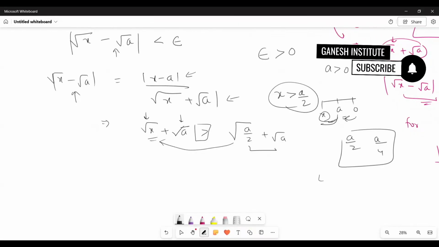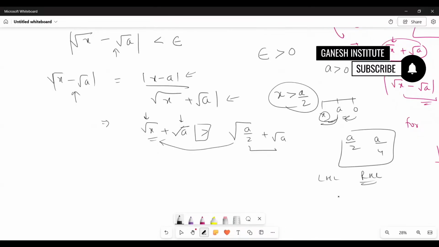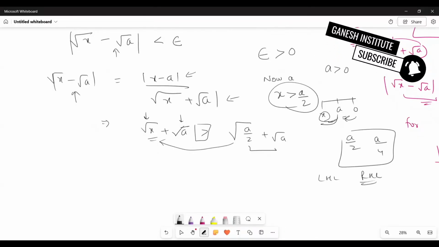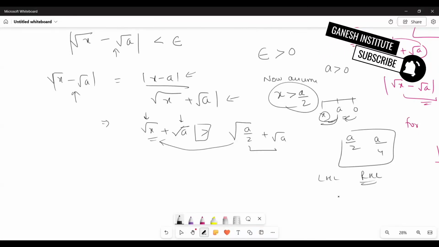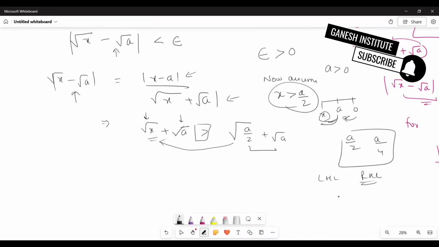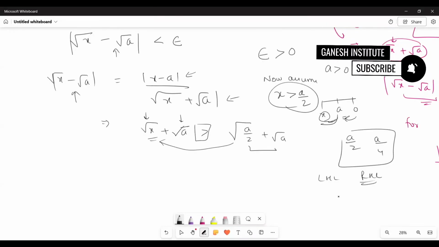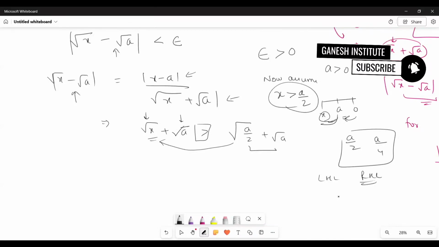Yeah, so this is sort of left hand limit, right hand limit. So you are assuming this, now assume that x is greater than a by 2. You are considering it in the neighborhood of a. So what you are doing, even after having an increasing function, you want to limit it to a particular value so that it will not give me an indeterminate form, right?